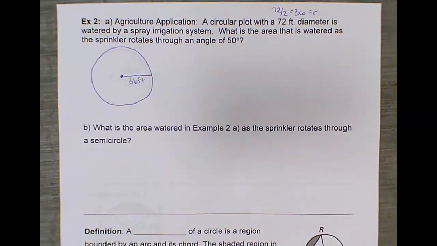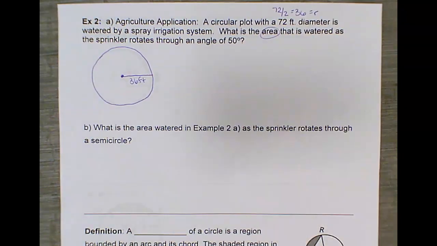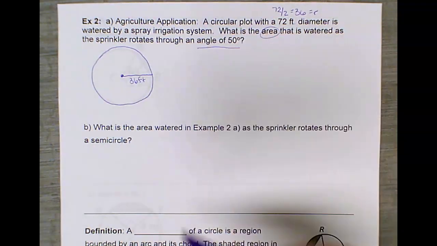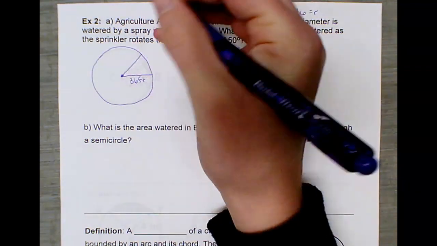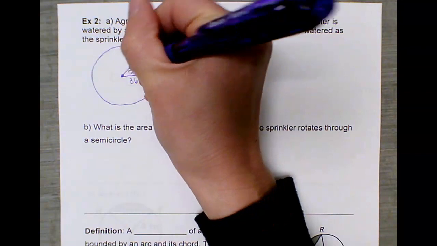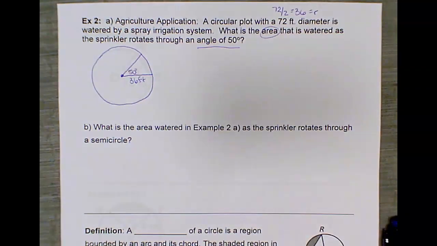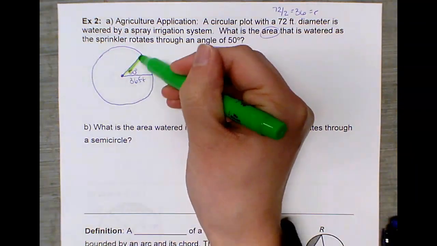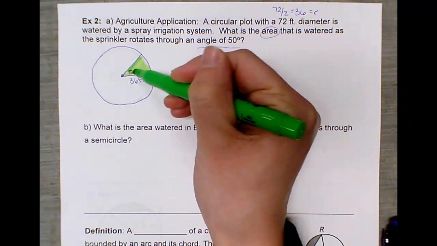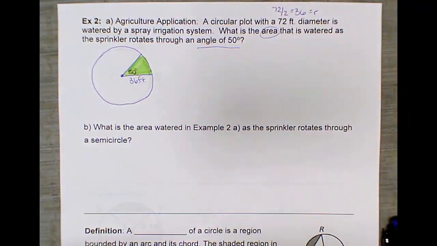And the circular plot is being watered by a spray irrigation system. What is the area that is watered as the sprinkler rotates through an angle of 50 degrees? So if I rotate through an angle of 50 degrees, perhaps that's here, and this is 50 degrees. So I'm trying to figure out the area that is watered by that spray irrigation system. So it's like the spray nozzle is at the middle and it's watering all of this. So all of this sector, that's what I need to find the area of.